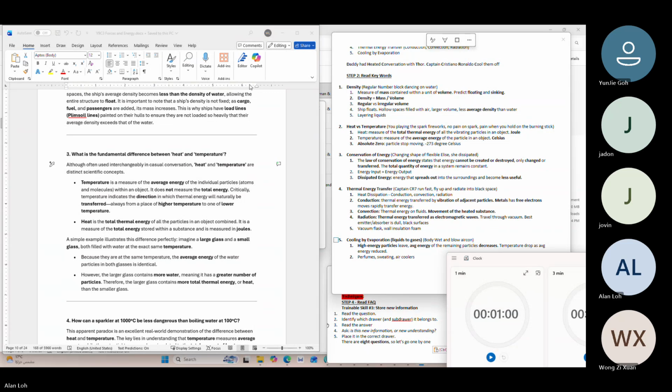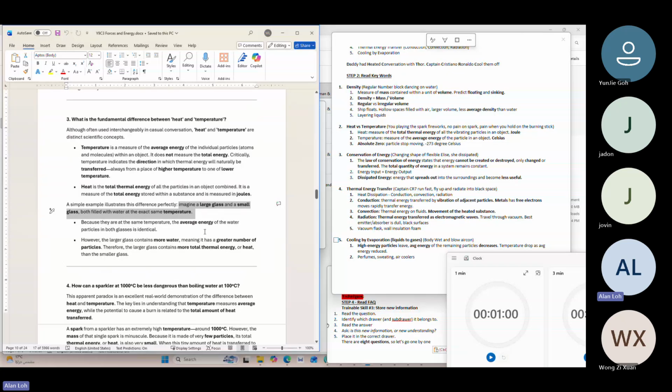Okay, done. Student, tell me what is the new information? One new information: the larger glass contains more total thermal energy. All right. Where is it? Last slide. Yeah, this one. Right. The larger glass. Just now, the example that I explained was a swimming pool against a small glass of water. Now, this is being explained with a larger glass against a smaller glass. All right. Same temperature, but different thermal energy, different heat. Okay. Now, let's go to number 4.